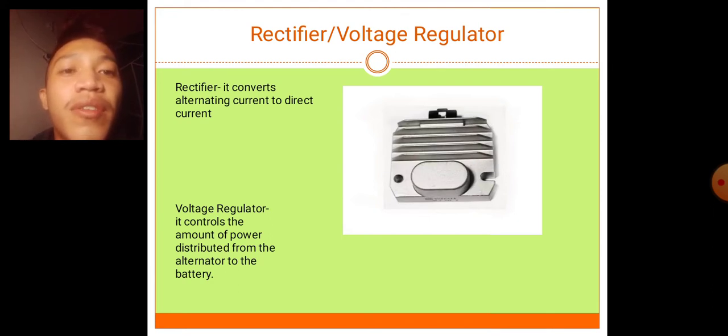And voltage regulator. The voltage regulator controls the amount of power distributed from the alternator to the battery. It's because the power being generated by an alternator increases or decreases. So it's the job of the voltage regulator to regulate a certain range of voltage that's being received by the battery.